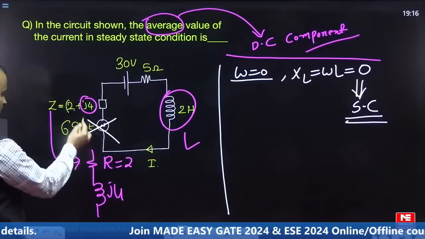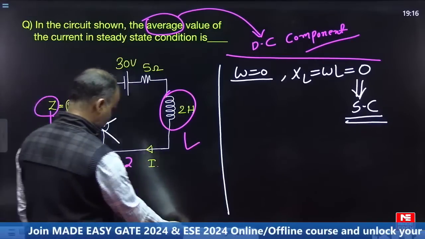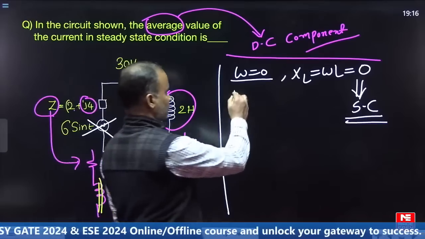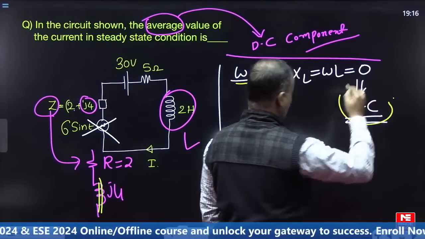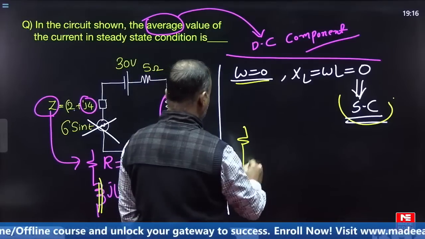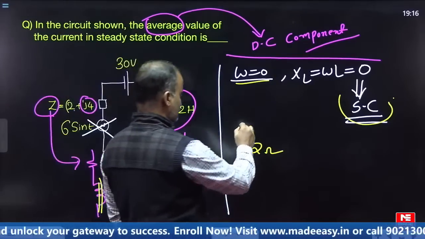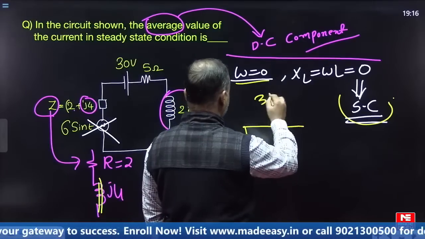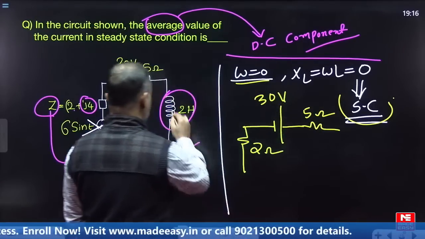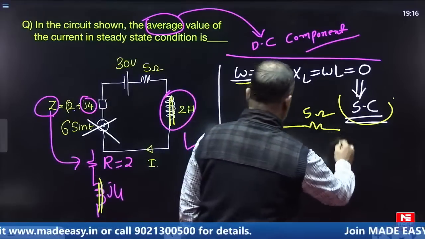Now come to this one. It has a combination of which elements? Resistor and inductor. Here the inductor position is replaced by a short circuit. क्यों बोलते हो? When omega is 0, the inductor is replaced by a short circuit. Then only resistance is present, 2 ohms. The source voltage is 30 volts, 5. This inductor also is replaced by a short circuit, since omega is 0.